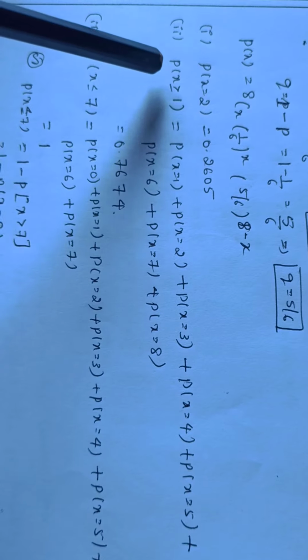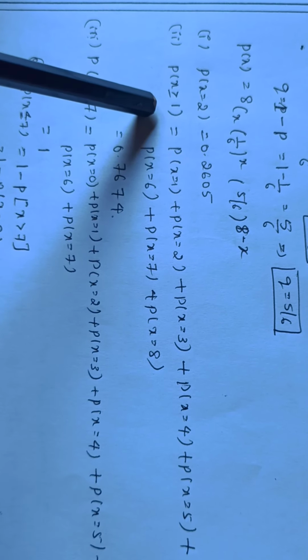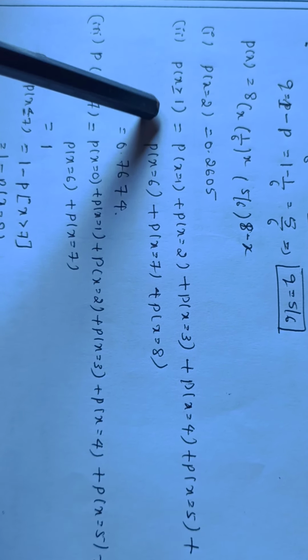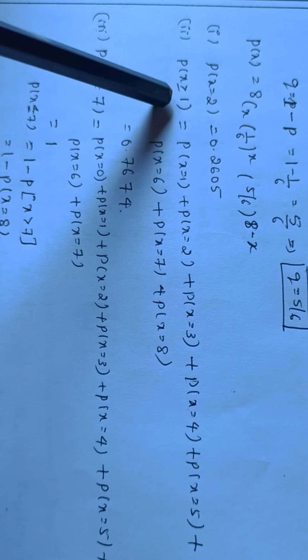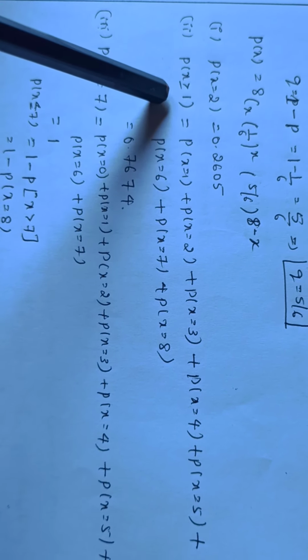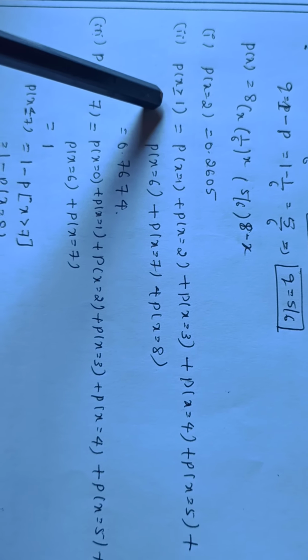Next we need to find the probability of x greater than or equal to 1, that is at least once. What is the probability that 3 falls at least once? It should be at least a minimum of once. It can be more than that also. So you have to use the inequality greater than or equal to symbol.